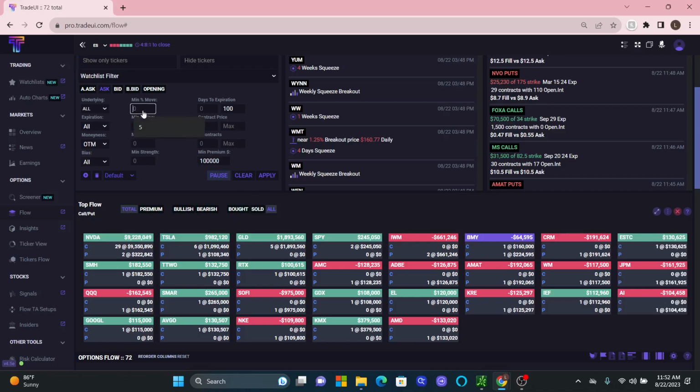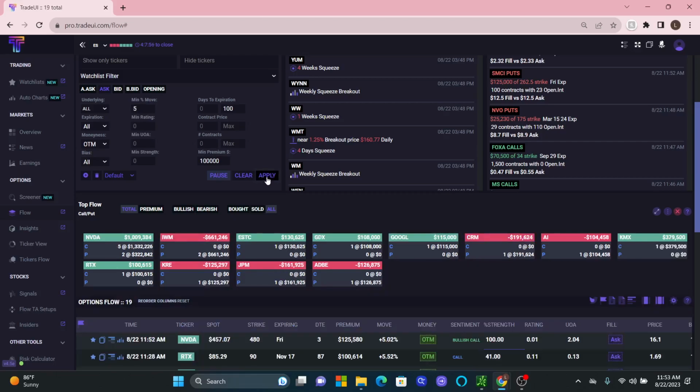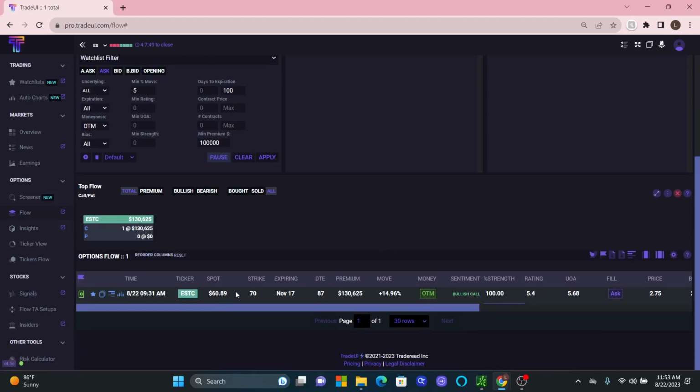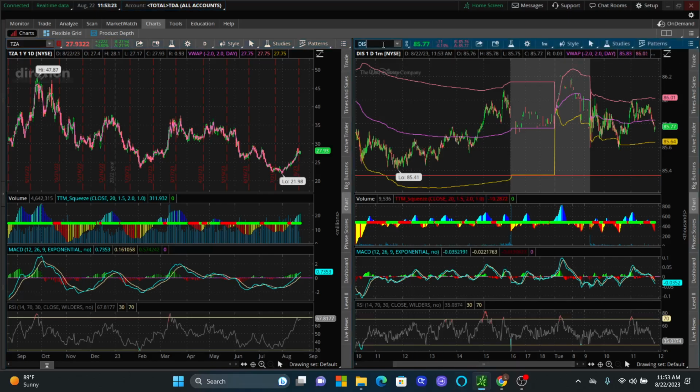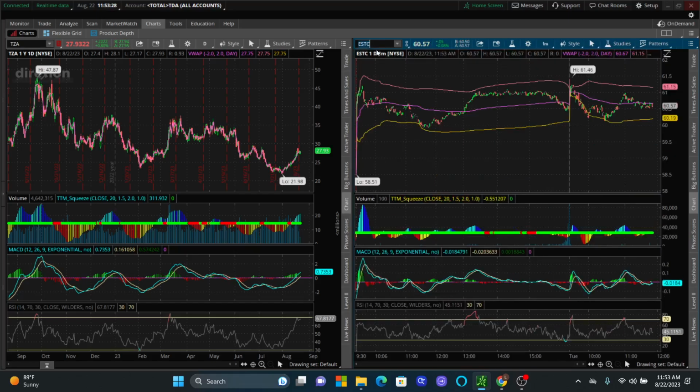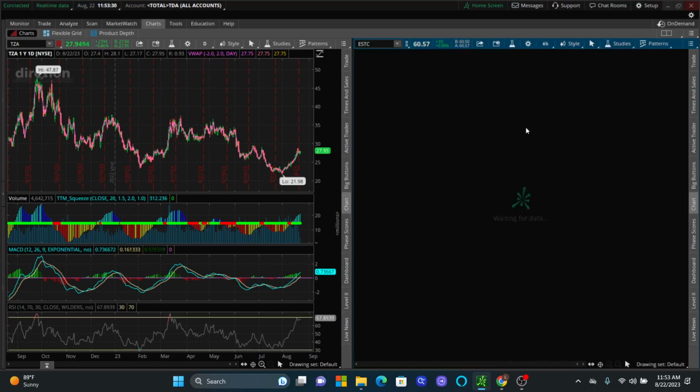Let me do this. Let me set my minimum move to 5%. That way we see something that's theoretically supposed to move at least 5%. All right, let's look at this ESTC again. So ESTC, they're expecting a 15% move over the next 87 days. They're targeting the $70 strike price. So they bought $130,000 worth of ESTC thinking it's going to go to 70. So if we pull it up on the chart here, ESTC, was that it? Yeah. Go to a longer term chart.